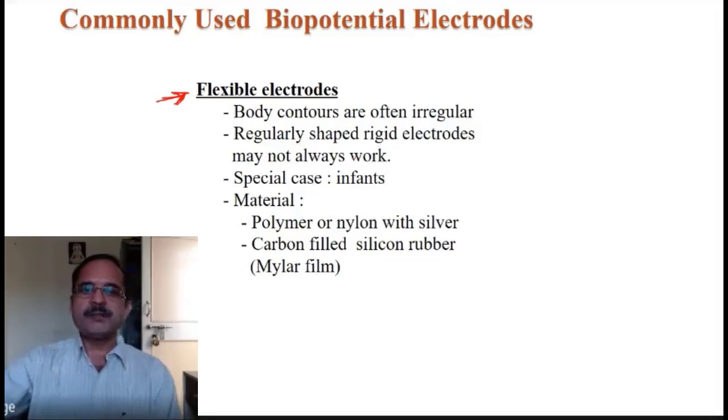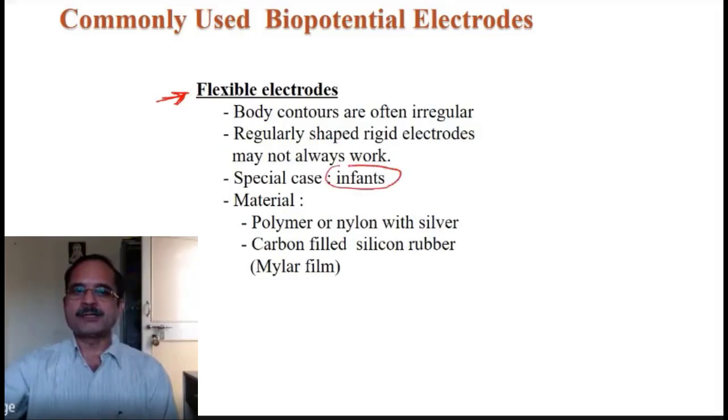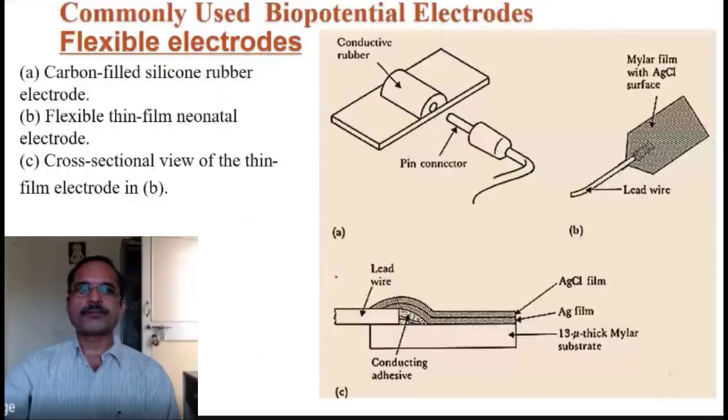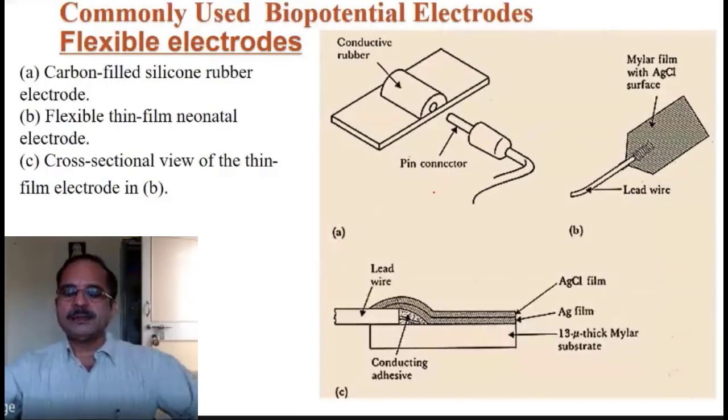So regularly shaped rigid electrodes may not always work, and particularly in the case of infants, it is very difficult to use perfectly shaped surface electrodes. The material used is polymer or nylon with silver and carbon, filled with silicone rubber. So this is about the surface electrodes. Now flexible electrodes: this is the diagram shown for flexible electrodes.